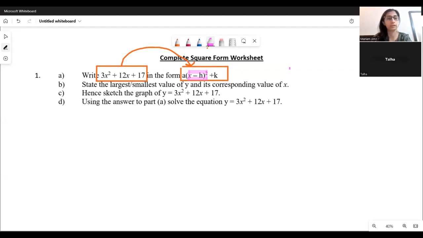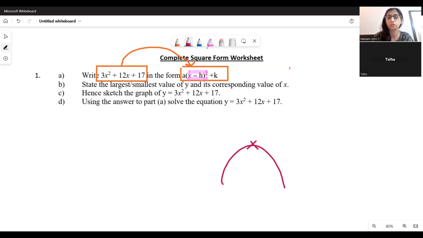So in this lesson, we're going to learn how to convert an expanded quadratic expression into completed square form, like in part A of the question. And then we learn how to find maximum point or minimum point of the sketch or of the curve, which would be part B of the question. And then we learn how to sketch the curve from completed square form, which would be part C of the question. And in part D, we learn how to solve a quadratic equation from completed square form.